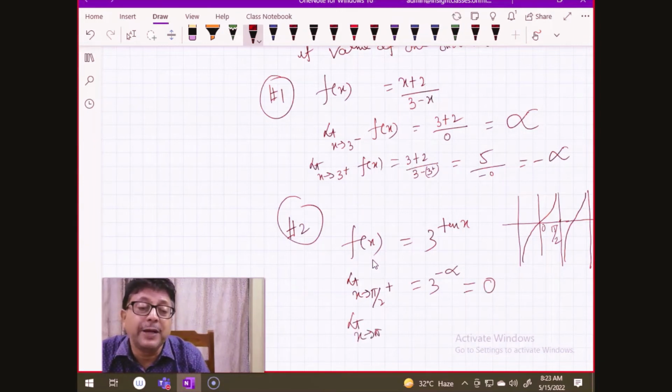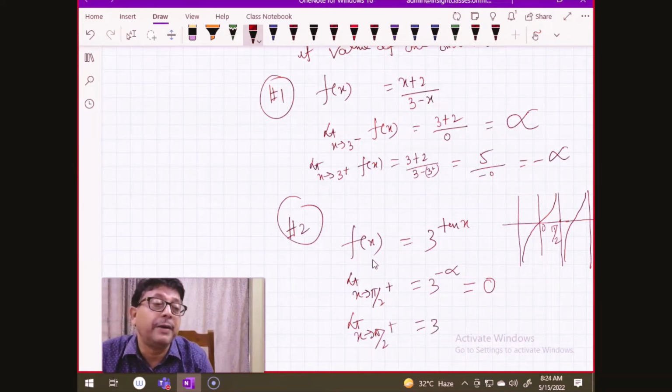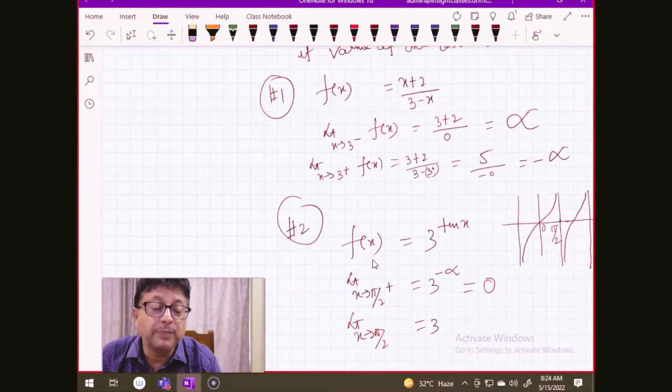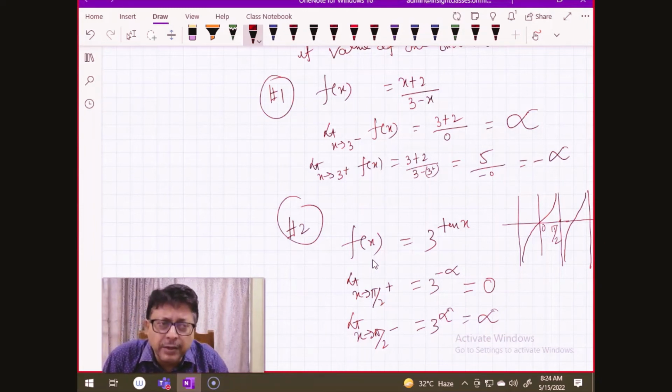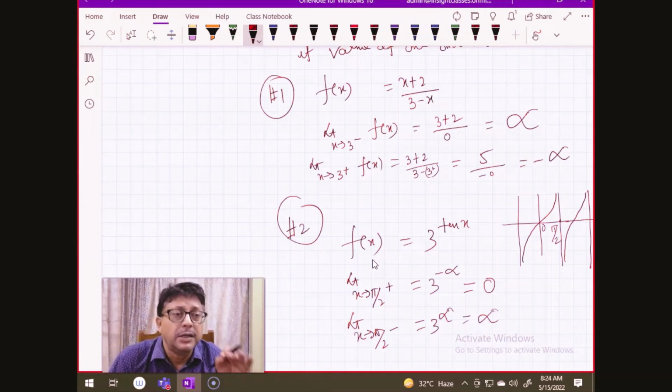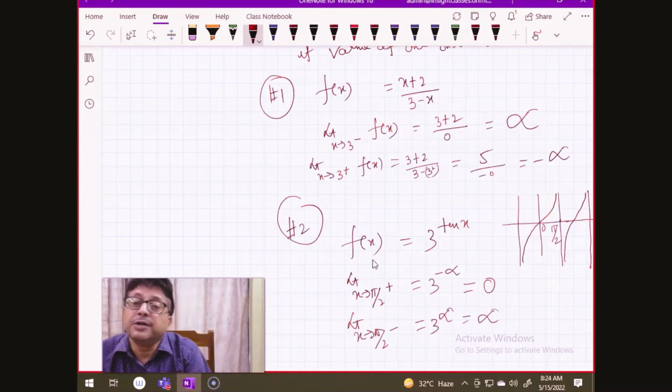And limit x tending to pi by 2 minus? Pi by 2 plus we found. Pi by 2 minus, if you find just before it, it is going to be 3 to the power infinity, which is nothing but infinity. So this also is said to have infinite discontinuity. If any one of the limits or both the limits has value infinity, then we will say that it has infinite discontinuity, and we are unable to remove the discontinuity from there.